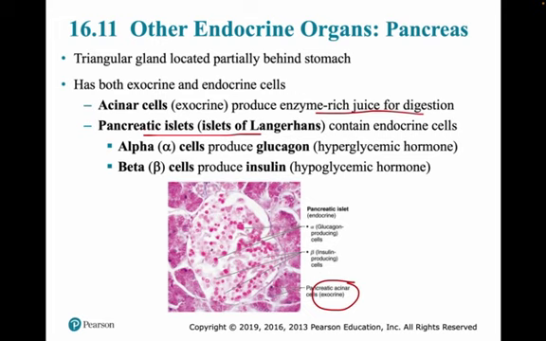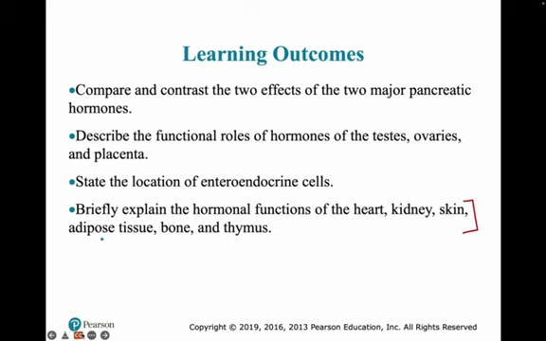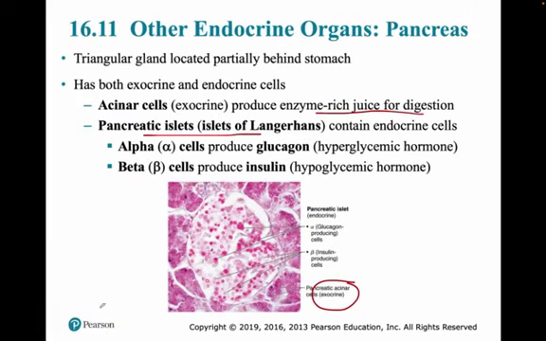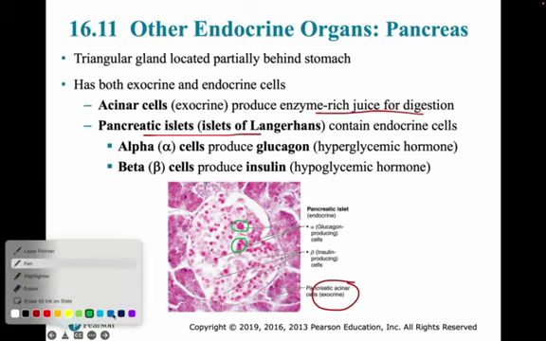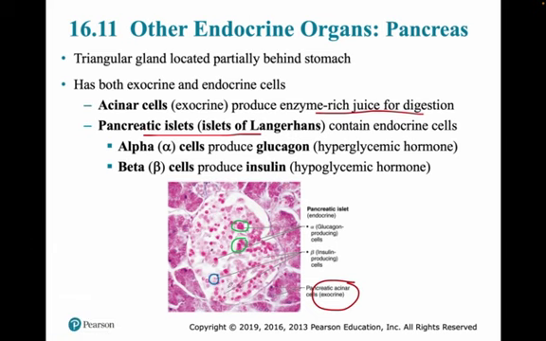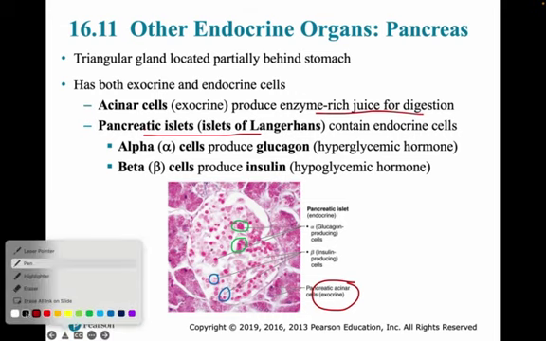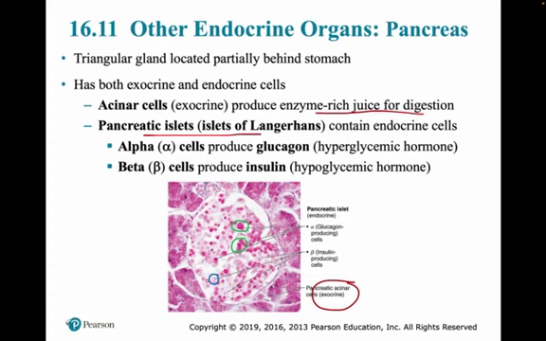The alpha cells, which are the darker stained cells, these ones, produce glucagon, which is a hyperglycemic hormone. And the other ones, which are not so darkly stained, these ones, are the beta cells. They produce insulin, which produces the opposite effect. These bunch of cells here are all beta cells.